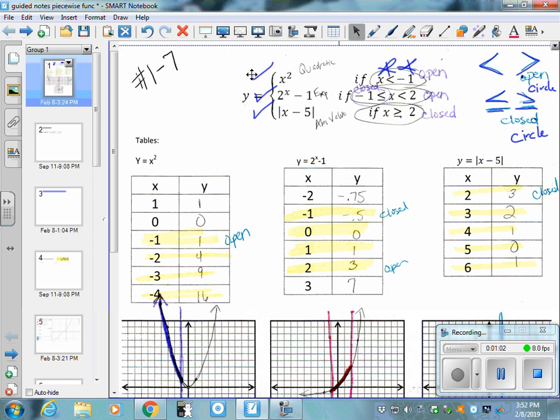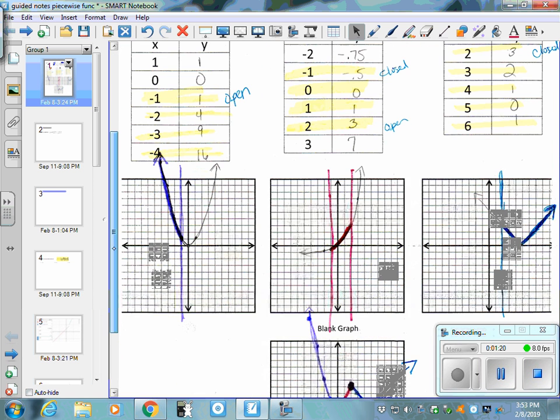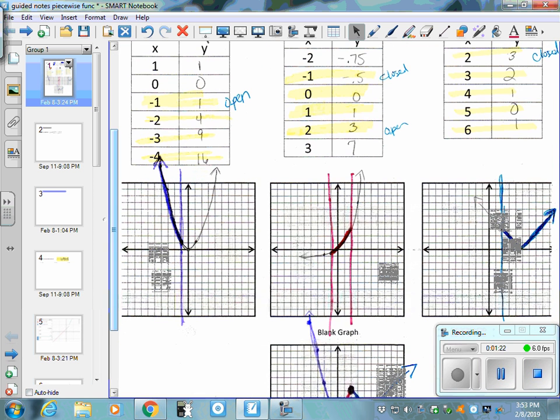We have the table, and we filled in this side. We had the x's, so we filled in the y's. Then we did the 2 to the x minus 1, filled in the y's, and then we did absolute value of x minus 5 and filled in the y's. After we did that, we took the graph and graphed the whole quadratic. We used a table and graphed it and made a quadratic on the first graph. On the second graph, we graphed the exponential, and then on the third graph, we did the absolute value.